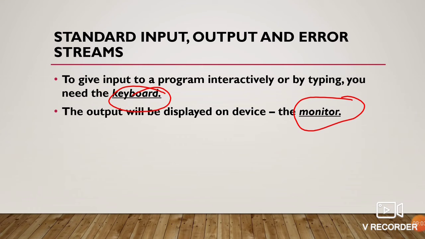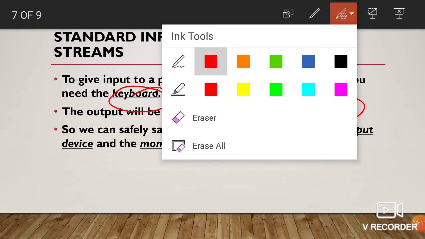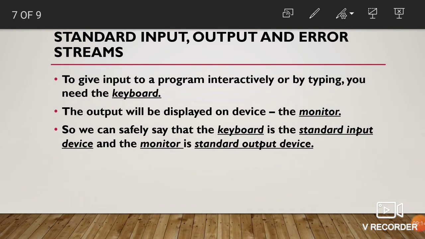Okay, so we can safely say that the keyboard is the standard input device and the monitor is the standard output device. Yes, keyboard is the standard input device. Generally we are using the keyboard for entering data from the user. अगर यूज़र के थ्रू अगर हमें डेटा एंटर करना है तो हम जनरली कीबोर्ड का यूज़ करते हैं. So keyboard is the standard input device. Okay, and when you want to display your output, we are using the monitor each and every time. So monitor is also the standard output device.